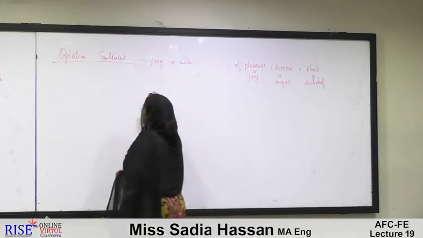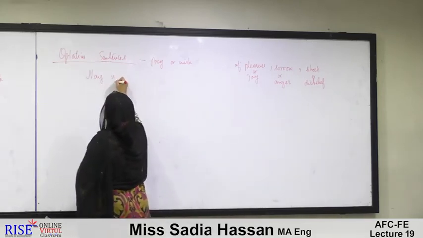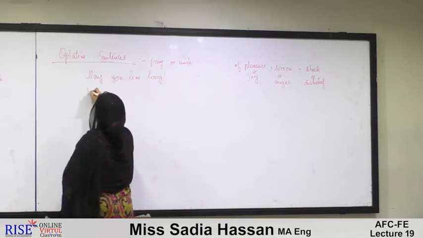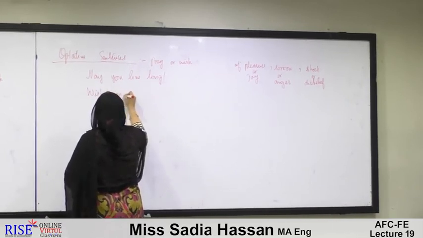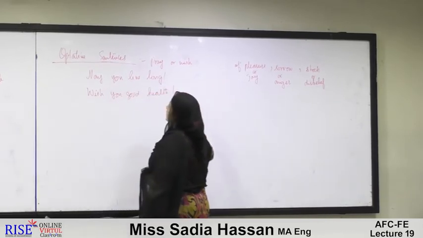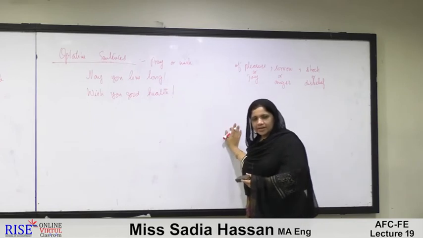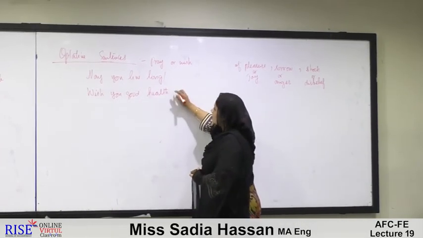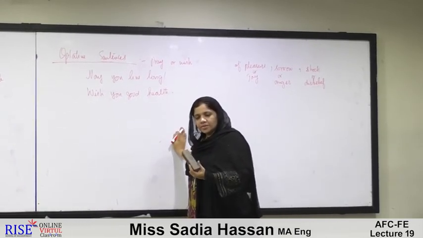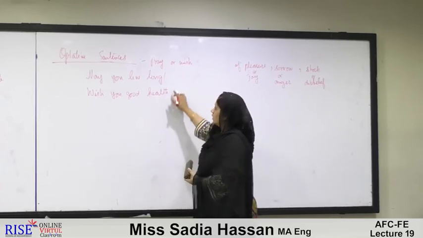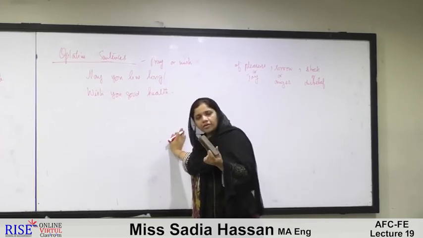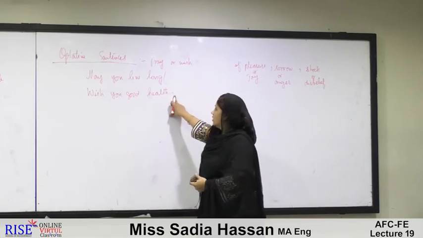They also start like this: may you live long, wish you good health. Fine. These are the examples of optative sentences. They might be closed with a full stop as well as with a sign of exclamation. Whenever you are wishing another person heartily, you could always close it with the sign of exclamation. Or whenever you are just wishing on an average or medium basis, you could always close it with the full stop.